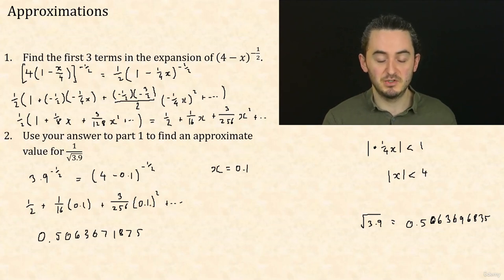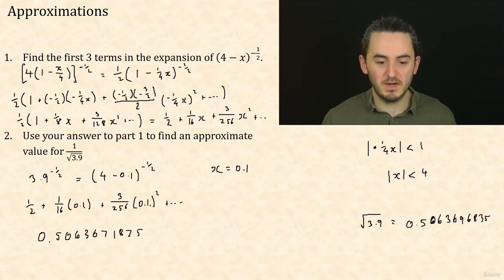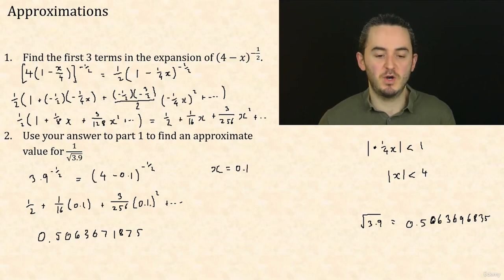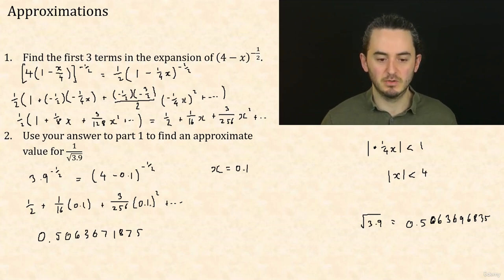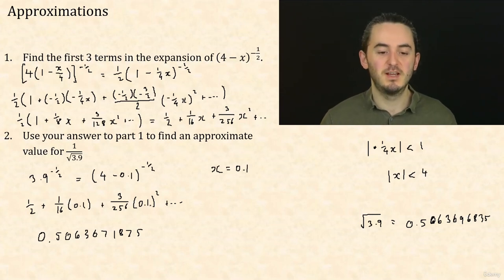So you can see how this is essentially a non-calc method, although you're allowed to use your calculator for finding crazy sums. Like if I asked you what is 1 over the square root of 3.9, before knowing this technique, I really don't think there's a good way of doing that at all, other than just awful trial and error. All right, so that is approximations. Hope that's been useful. In the next video, we're going to explore some other ways that we can use this expansion. I'll see you there.